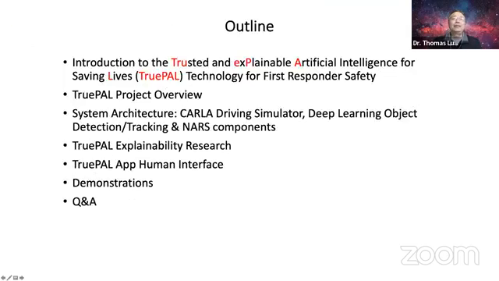So the outline will be, first I'll introduce the TruePaw technology. It's trusted and explainable AI for saving lives. So we call it TruePaw. It's an AI assistant for first responder safety. And I'll give a TruePaw project overview and the system architecture with multiple components. And then I'll talk about the explainability research as the key part of it, and also the app with the human interface and some demonstrations.